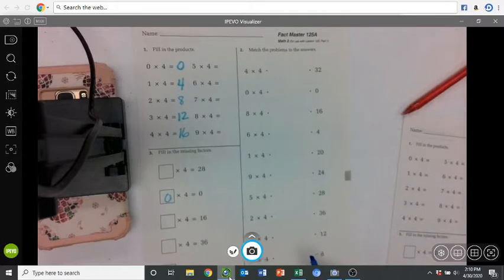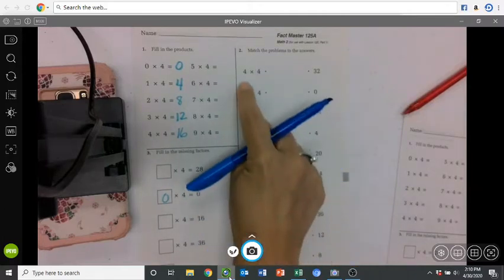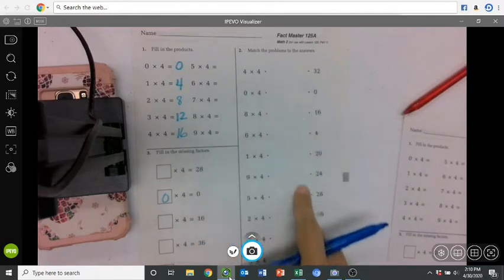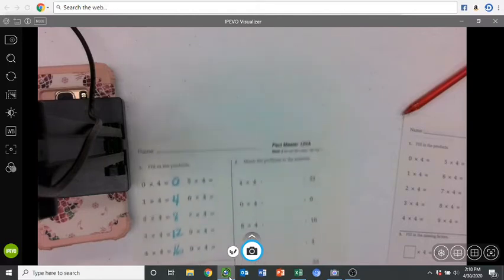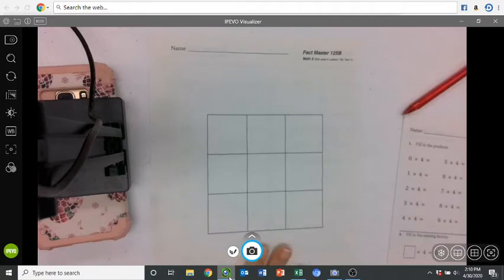Okay. Now, and then over here, you're going to match your two factors with your product. So your factors to your answer. Be sure and do that when you turn the video off in a little bit. I'm going to put that to the side, or actually we're going to do this back side first and then put it to the side.